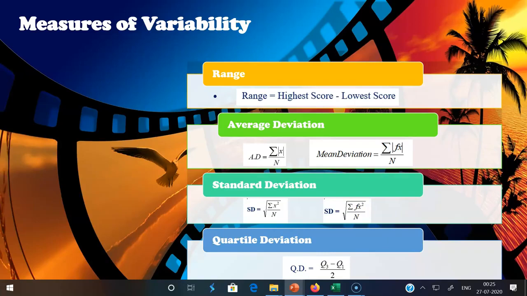In the same way, if you want to find the standard deviation for grouped data, we have to adopt another formula, that is the root of summation f into small x square divided by n.